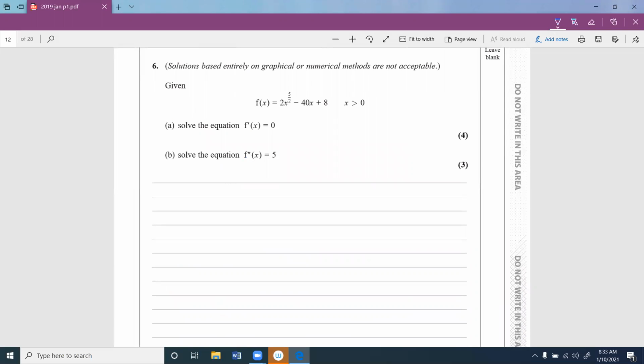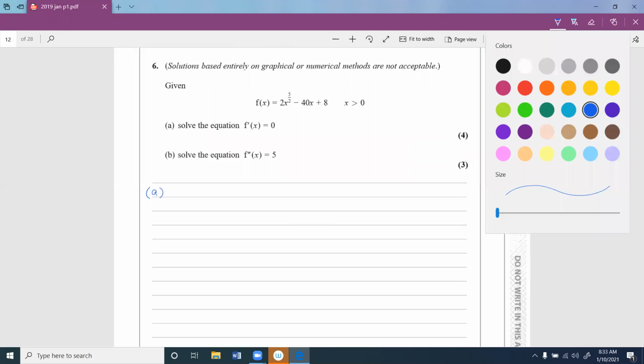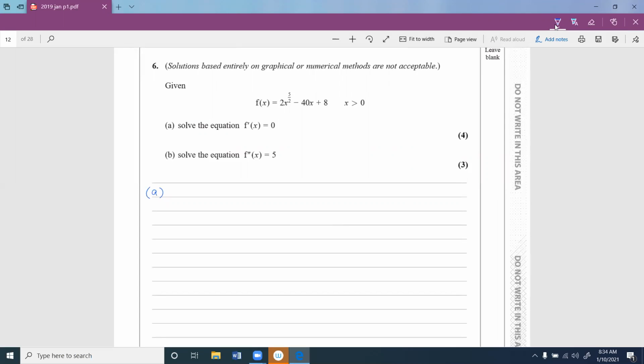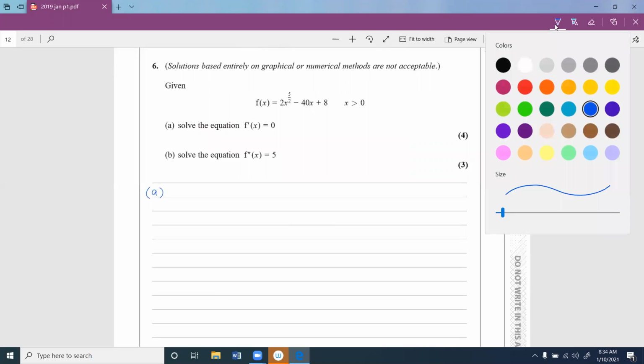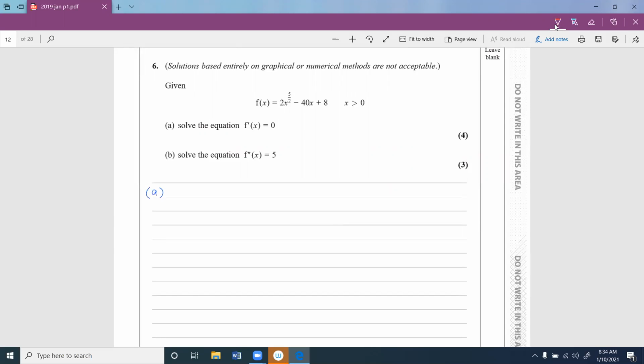Okay. Then if you come to the next question, they mention that graphical and numerical methods are not acceptable. Later on we learn a method called the graphical and numerical method, which is A2 level. That is why they ask you not to use those techniques to get this answer. The first one they are referring to is find f dash x. So they ask you to solve f dash x equals 0. Anyway, we need to find f dash x first. Right. Initially, let's try to find out f dash x.